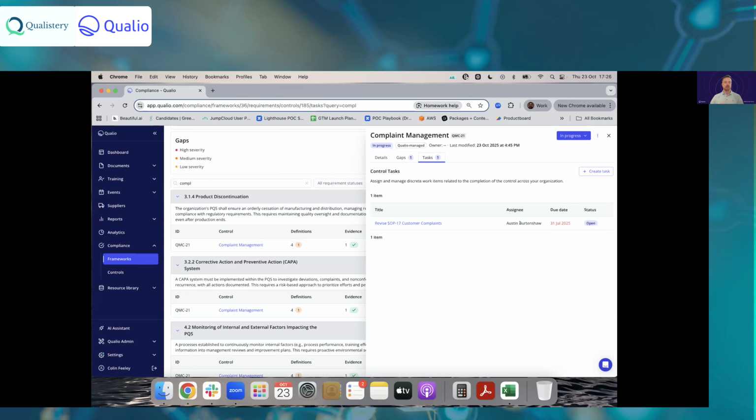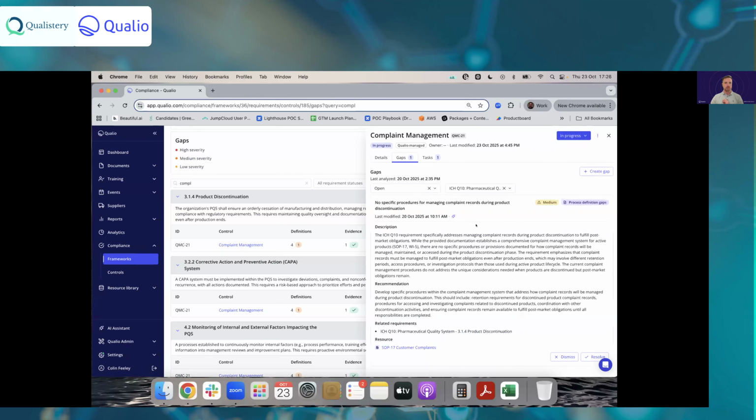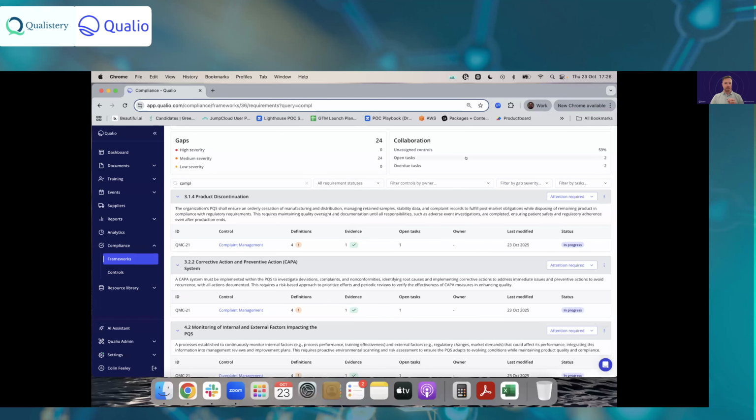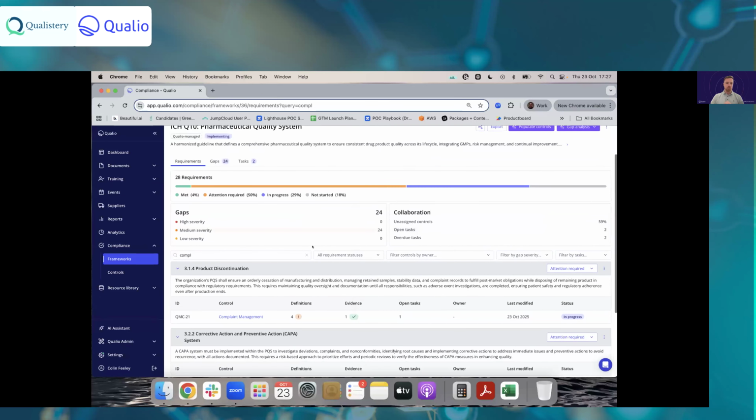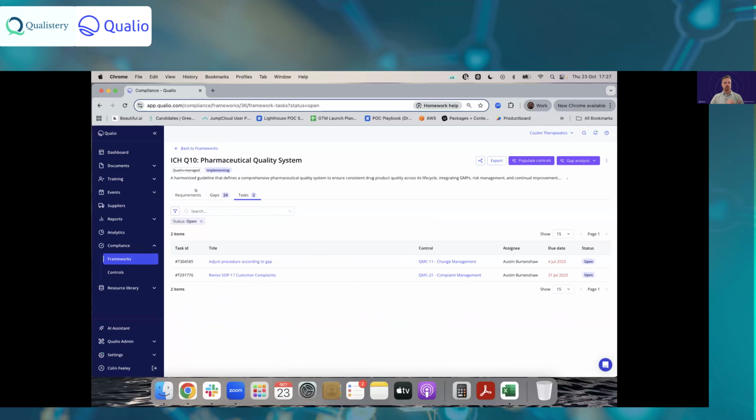And we can assign that to Austin, and he will get a task in his dashboard, and he can go and update that policy, procedure or work instruction, in this case, the SOP 17. We can rerun an analysis, which will automatically close that gap for us. So this gives us a central location to not only organize, collate, and assess our information, but also to close it out. And then if we come back up here, you can see all of the gaps across the whole framework and all of the tasks.